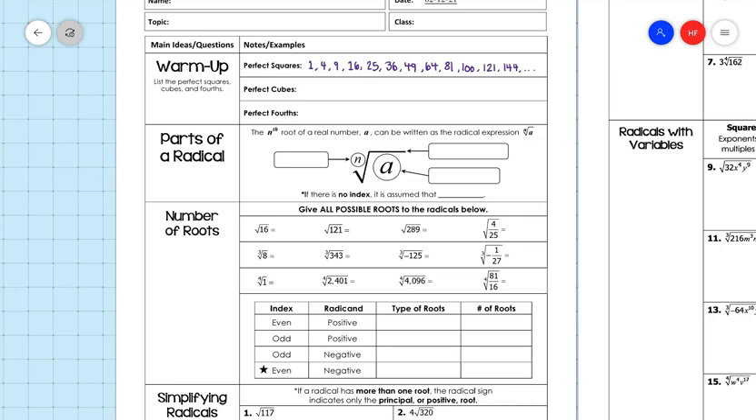Our perfect cubes aren't really numbers that we know right off the top of our head. So like 1 times 1 times 1 still gives me 1. 2 times 2 times 2 will give me 8. 3 times 3 times 3, 27. And I get 64 for 4, 125 for 5, 216 for 6.